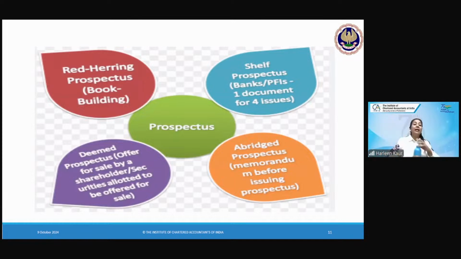So these are different types of prospectus: red herring prospectus, book building prospectus, shelf prospectus. All these types of prospectus we'll be covering in further sections.